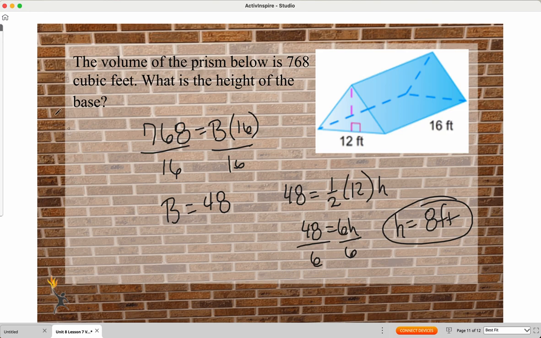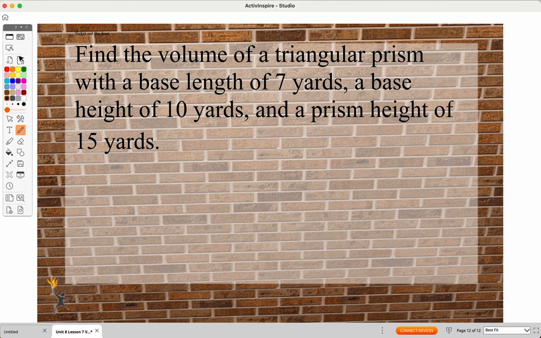All right. So we've got a good handle on all of these. The last little thing I want you guys to do, and this is again all on your own, find the volume of the triangular prism with the base length of 7, the base height of 10, and the prism height of 15 yards.